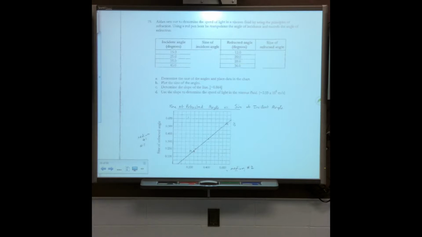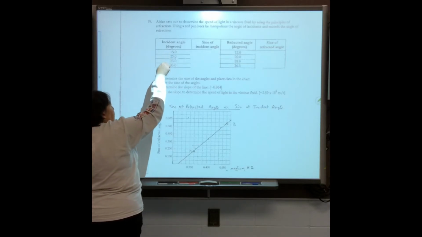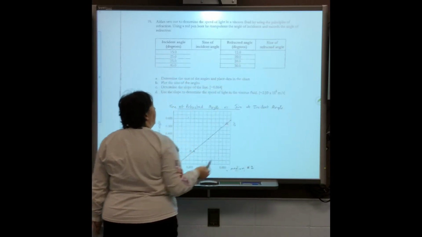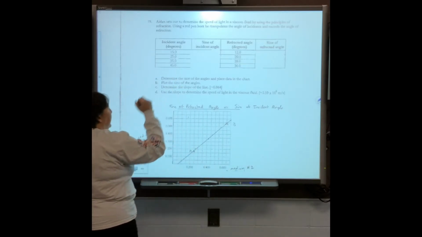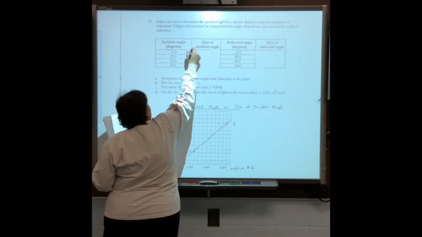Eden sets out to determine the speed of light in a viscous fluid by using the principles of refraction. Using a red pen laser, he manipulates the angle of incidence and records the angle of refraction. So these are incidence angles that he set up, and then he measured these angles of refraction. It's asking us to determine the sine of the angles, put it into the chart, plot the sine of the angles, determine the slope of the line, and use the slope to determine the speed of light in the viscous fluid. So the first part, when we go sine of 15 degrees, we see that we get 0.2588.